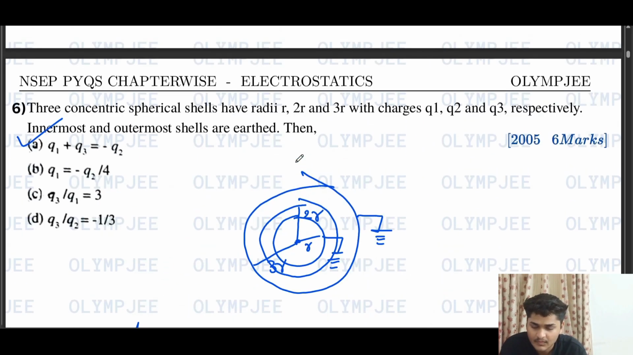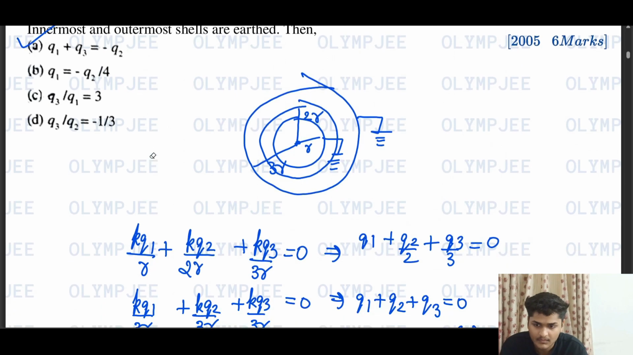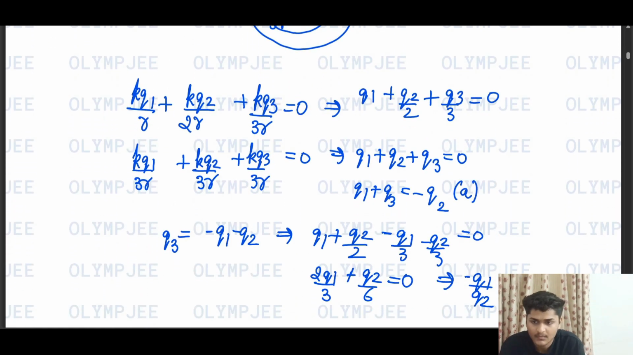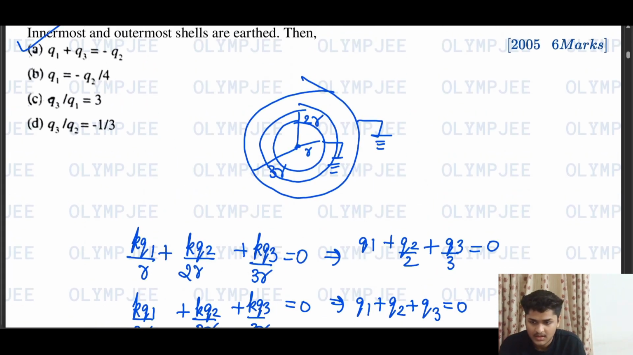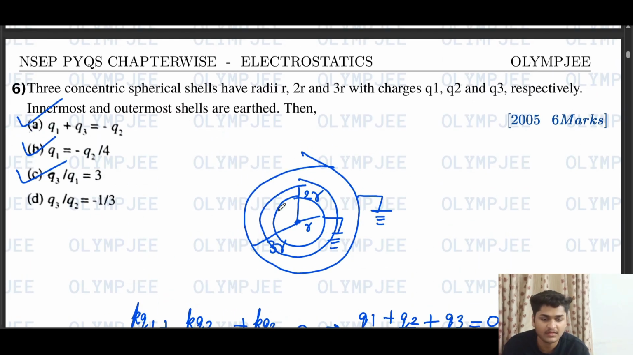Sorry, this will be plus. This is option B, so option B is also correct. And similarly, on eliminating q2, you'll find that option C is also correct. I'm leaving this as an exercise. So question 6 has answer ABC. This was a 6-mark question from 2005.